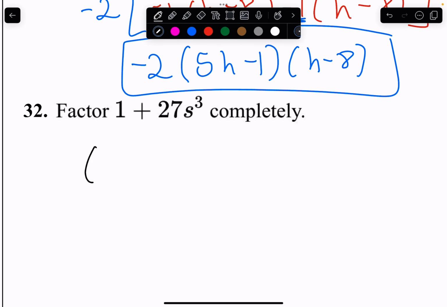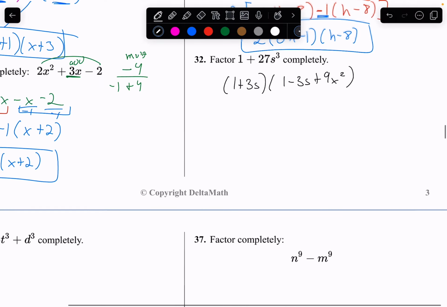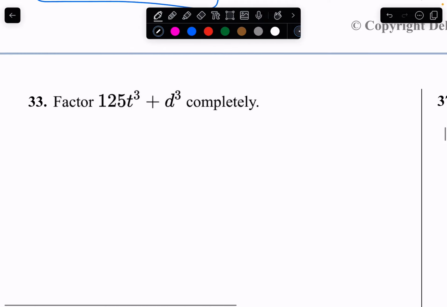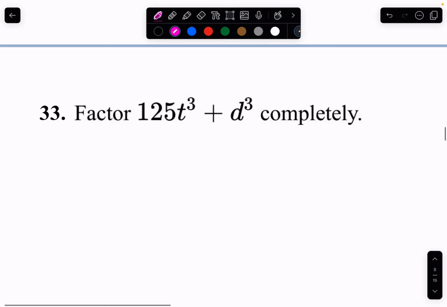So that was 1 plus 3s times 1 minus 3s plus 9s squared. All right. Let's go ahead and try this next one here. So again, I look at this and I'm like, this looks like a sum of cubes here, right? So we're going to go ahead and take the cube root of each of these.